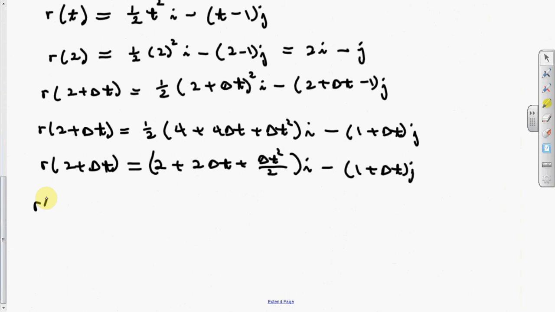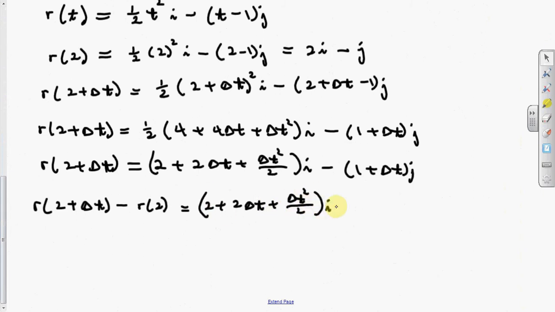Now we get what they want us to find, r of 2 plus delta t minus r of 2. So this is 2 plus 2 delta t plus delta t squared over 2 times i, minus 1 plus delta t times j. And then r of 2 is subtracted, so this is minus 2i, and minus that negative 1 j is plus j.